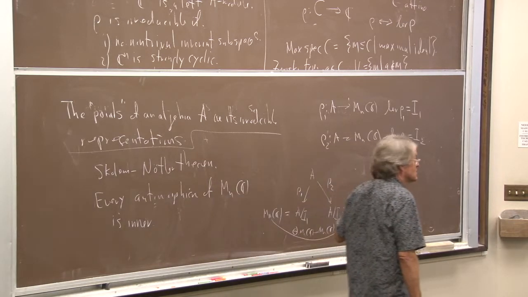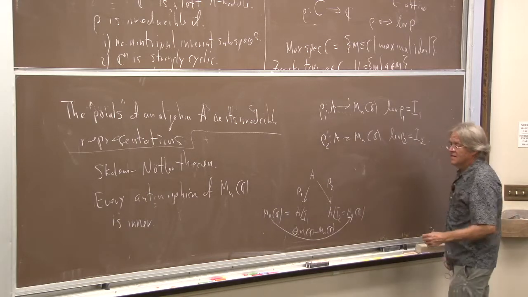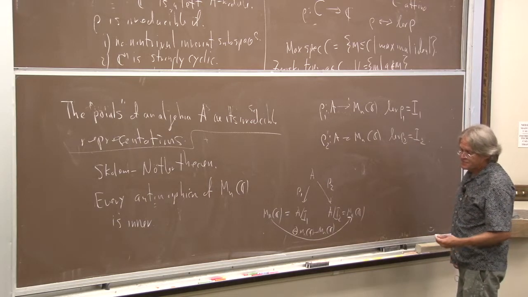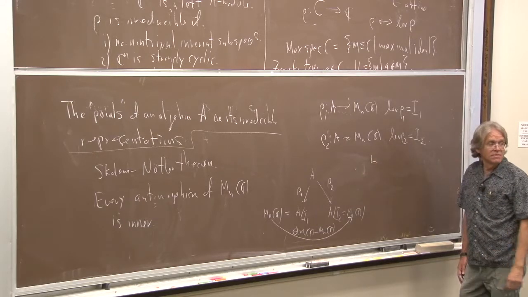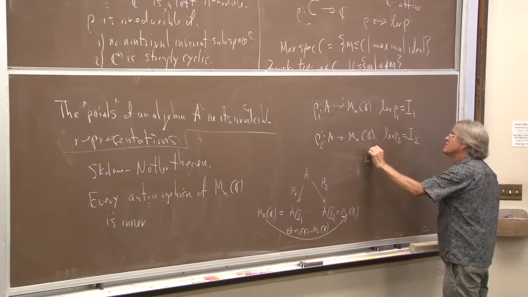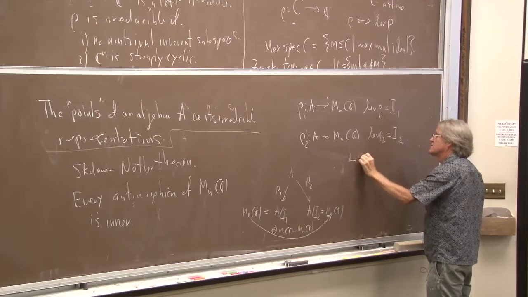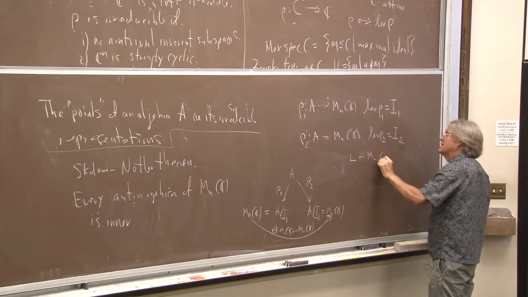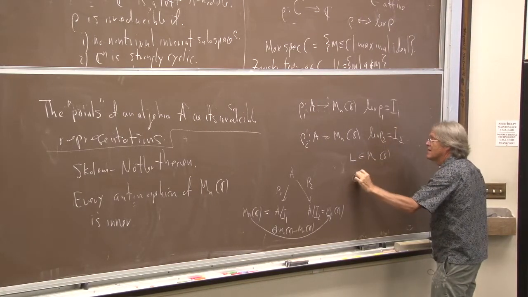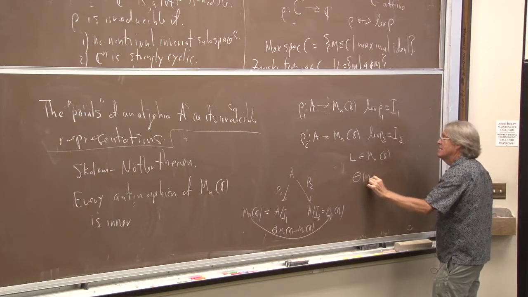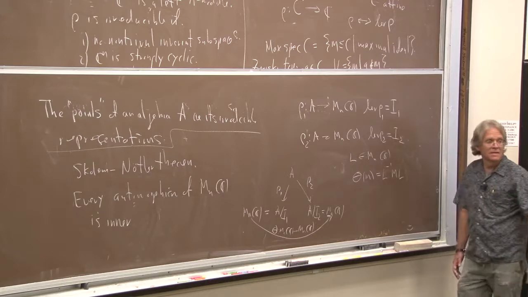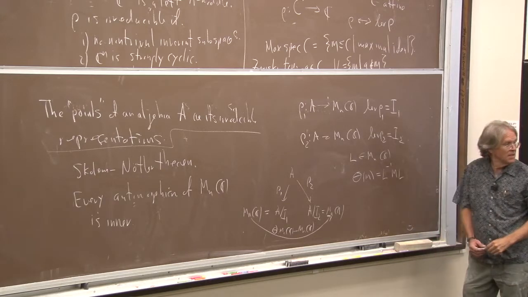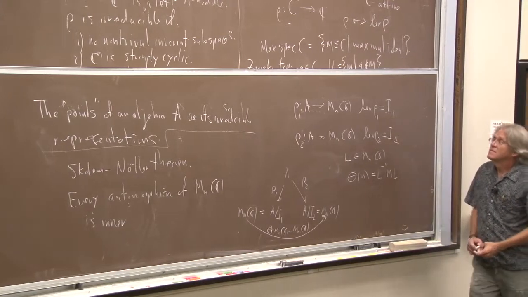But then by the Noether-Skolem theorem, that means that I can realize theta as conjugation by some invertible matrix. So there's some L in M_n(C), so that when I apply theta to some matrix M, it's L inverse M L. Sorry, what is the notion of equivalence of representation?